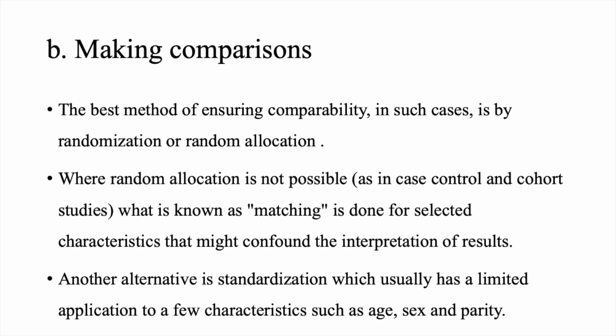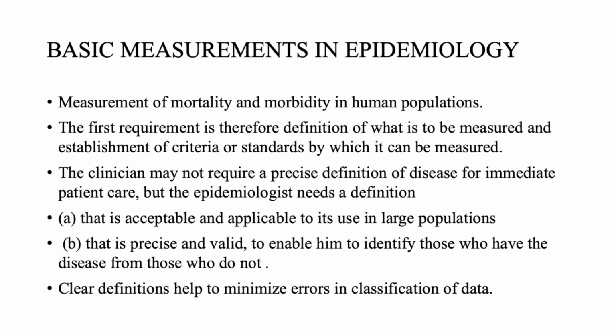The best method of ensuring comparability in such cases is randomization or random allocation. Where random allocation is not possible, as in case-control and cohort studies, what is known as matching is done for selected characteristics that might confound the interpretation of the results. Another alternative is standardization, which usually has limited application to a few characteristics such as age, sex, parity, etc.